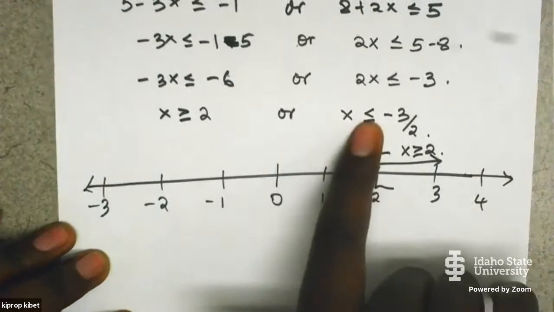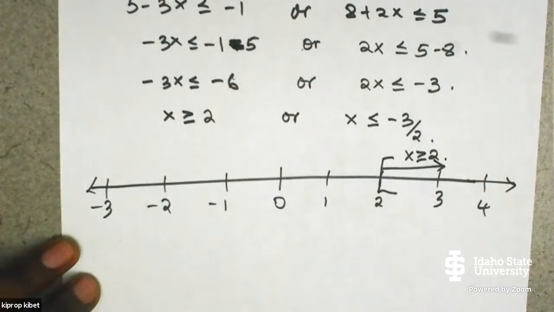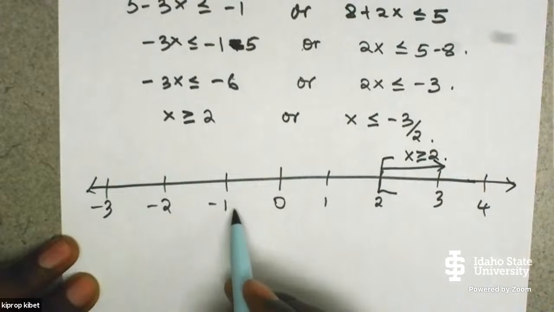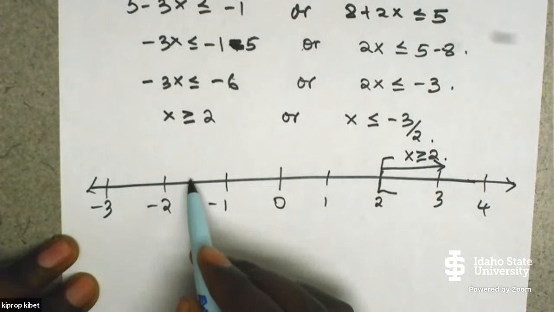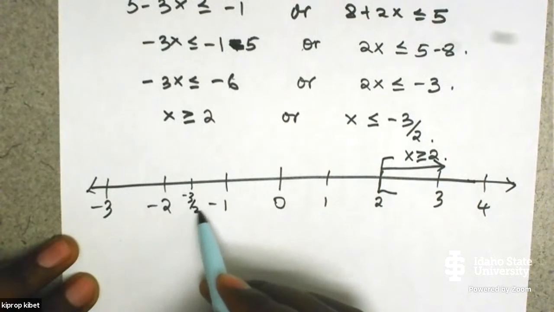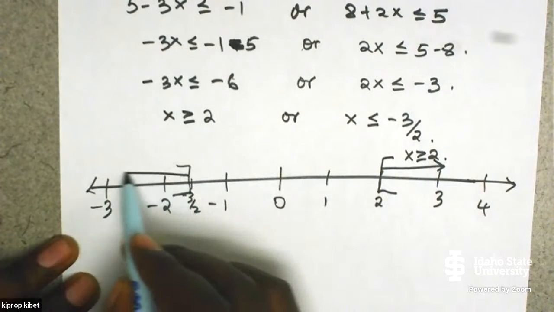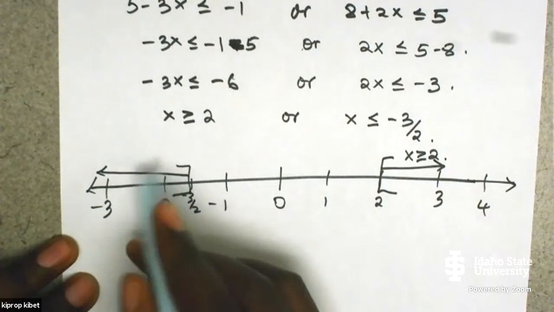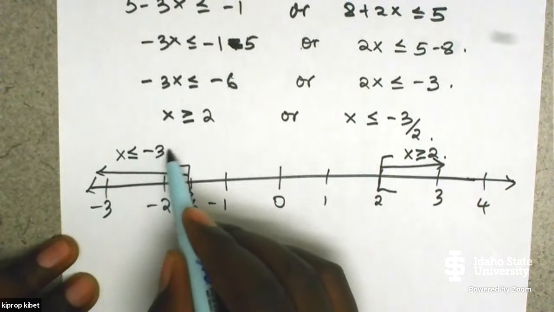Then x less or equal to -3 over 2. This is -1. Let's say -1.5 is here, right? So this is -3 over 2. Where does it go? To the left. So this is x less or equal to -3 over 2.